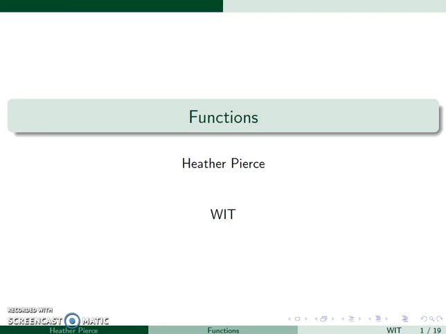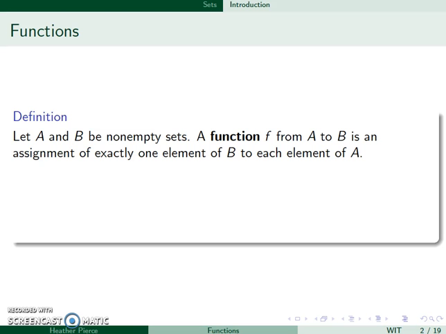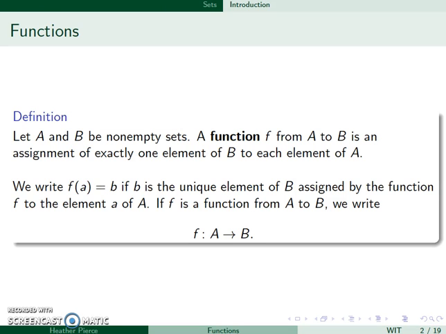Now look at functions. So let's suppose A and B are non-empty sets. A function f from A to B is an assignment of exactly one element of B to each element of A. And we write this as f(a) = b, if b is the unique element of big B assigned by the function f to the element little a of big A.